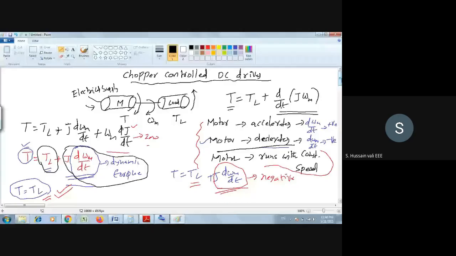So why do we discuss these two topics? Of course, these two topics are related to mechanical subjects, but without understanding them, you cannot understand the working of the chopper, or how it actually works. These are the two things you must understand before we go further in chopper control.